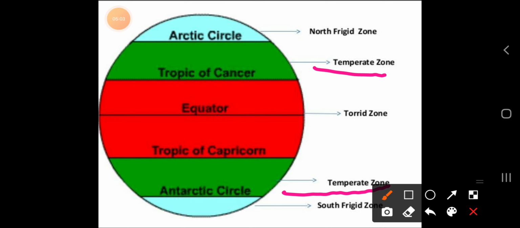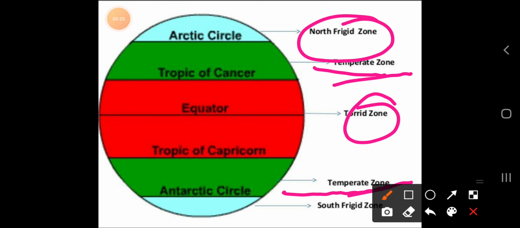Please do the activity. The picture given in your textbook, page number 11, please draw that in your notebook. Then mark the important parallels of latitude and the heat zones. Three zones: the torrid zone, then the north temperate zone and south temperate zone, then the north frigid zone and south frigid zone. Okay, please do that activity.